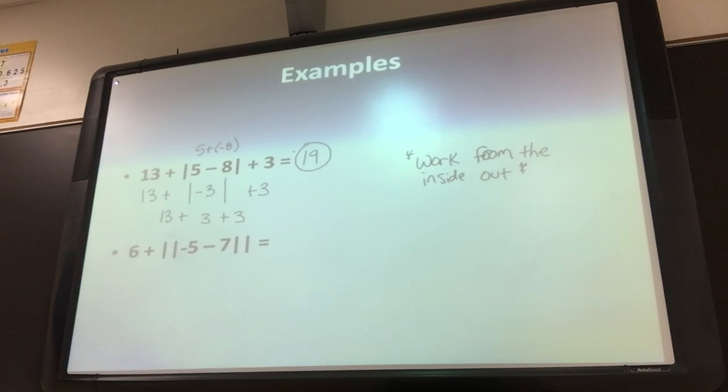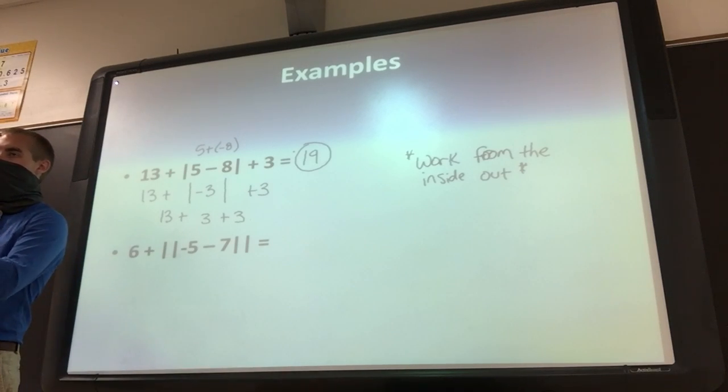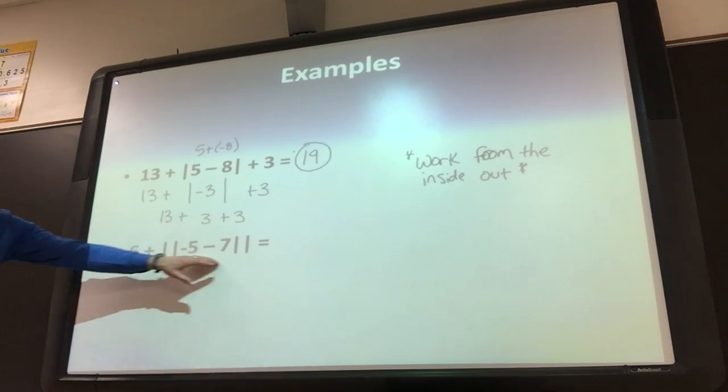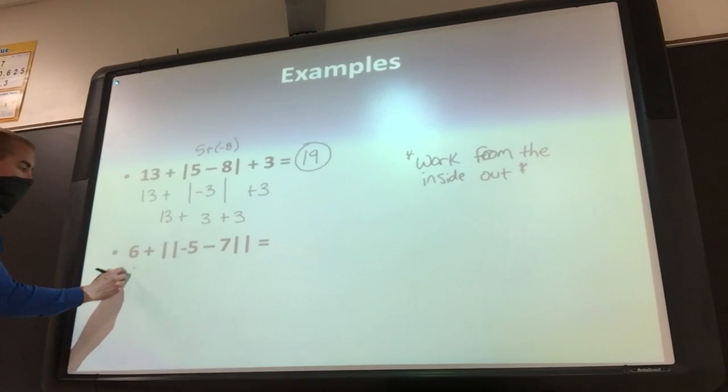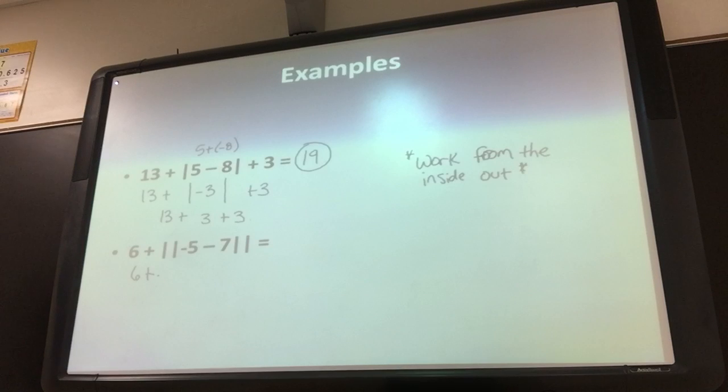Okay? So work from the inside out. Take care of the inside stuff first, then work your way out. So let's look at our next one. This 6 plus, keep it there. What's different about this one now? It's different, Jake. There's two sets of absolute value bars, exactly.